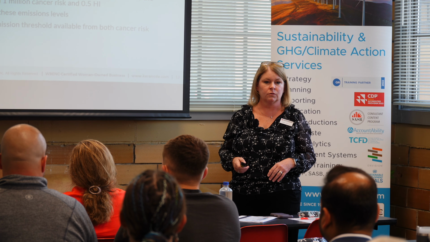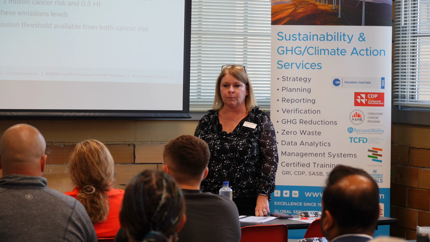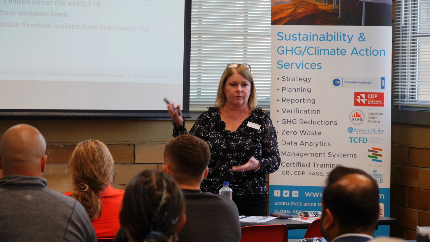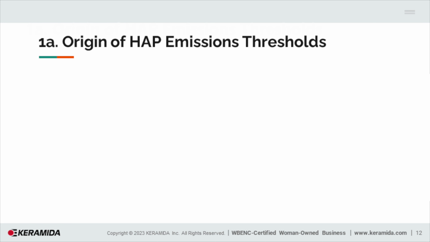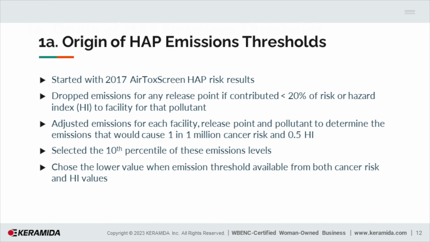So the HAP emission thresholds, like I said, they vary all over the place depending on the pollutant. They can go from 100 pounds up to 1,000 pounds, or kind of a whole range within the rule. EPA went back to the EPA 2017 air tox screen HAP risk results. So they evaluated that data, and then they looked at these various criteria, and basically they selected the 10th percentile of the various emission levels. And then they would take into effect the cancer risk and the hazard index to determine whether they felt that they needed to lower those emission rates or emission thresholds.